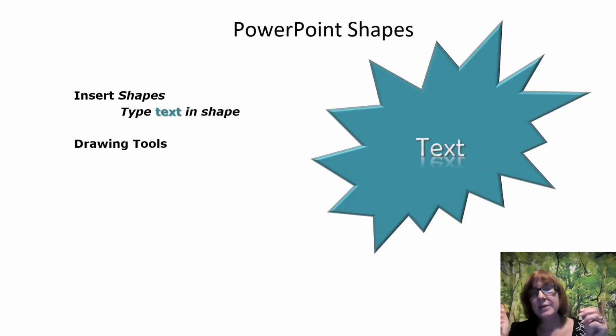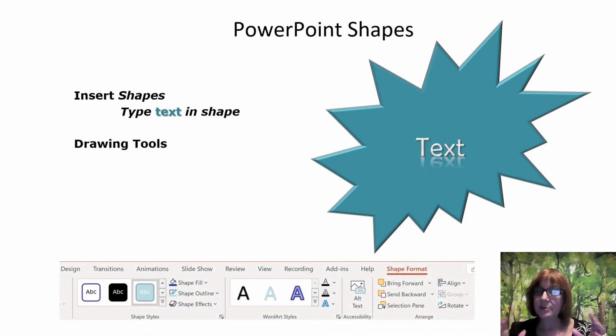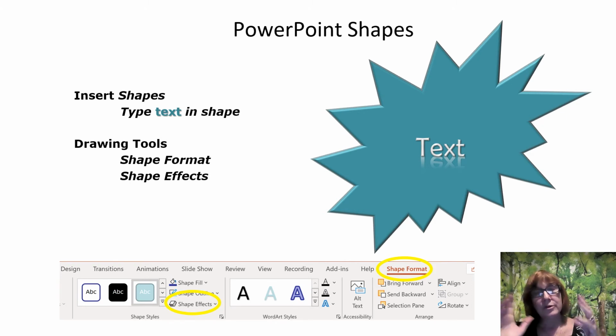You can do some interesting things with shapes to create a dramatic effect, using a starburst or using an arrow to point out something in your photograph, and you can type the text directly in the shape. Once you do that, then you can adjust it with some drawing tools by going first to Shape Format on the menu bar. Click on the shape and then go to Shape Format. And then when you're in Shape Format, you can go to Shape Effects. In this particular case, I used a bevel in order to create an interesting effect for the starburst.